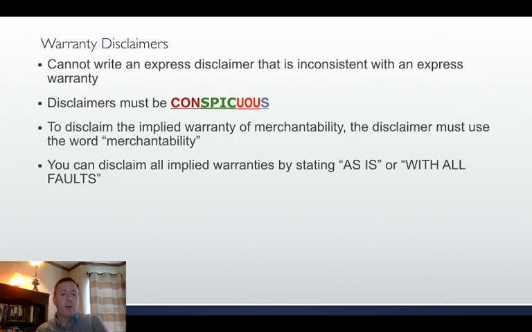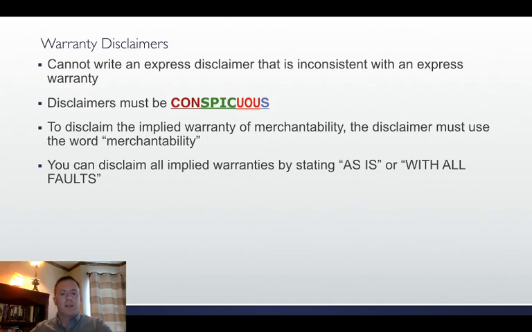You might as well put it on all the cars, and if somebody buys it, then they will not have implied warranty. So if it breaks down immediately, if you bought it as is, then you're stuck with that, because they were able to disclaim and get out of that implication under the law that they're warranting merchantability and or fitness for a particular purpose. So always watch out for that.